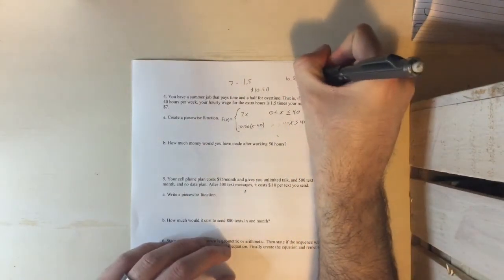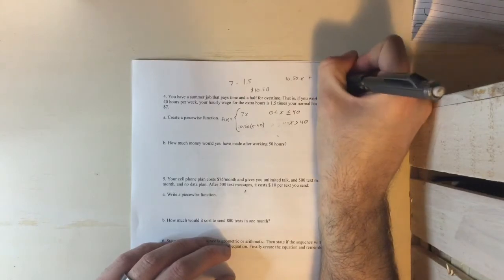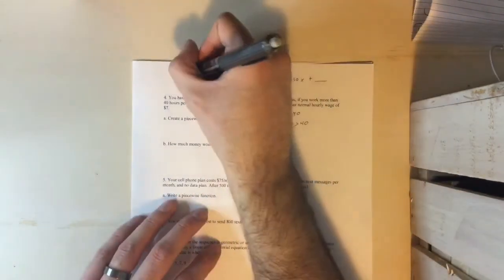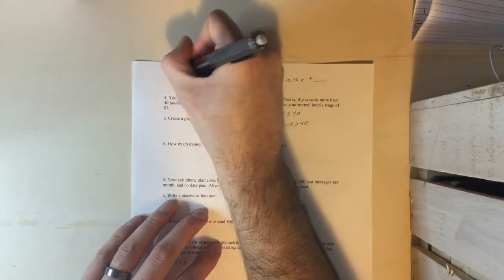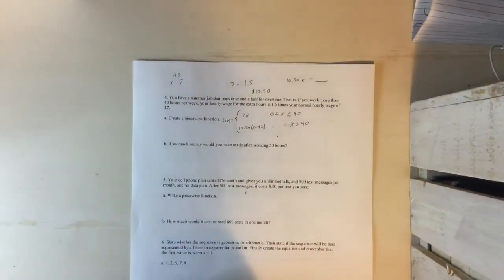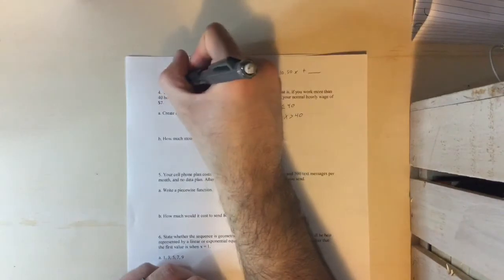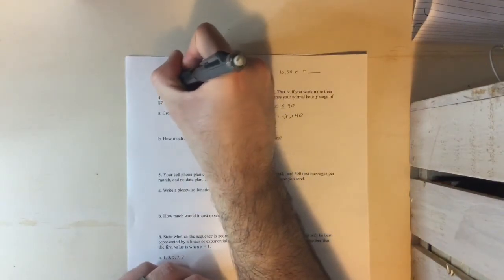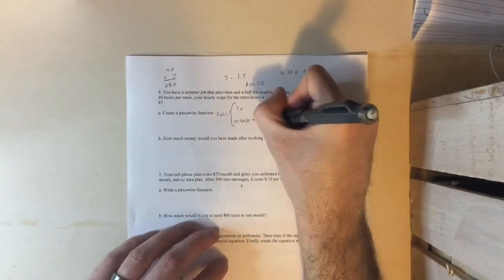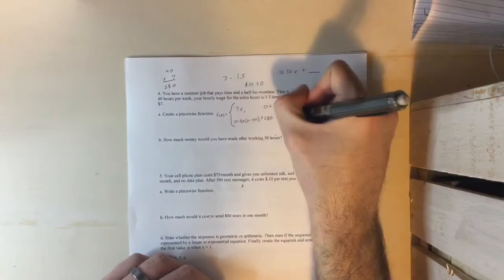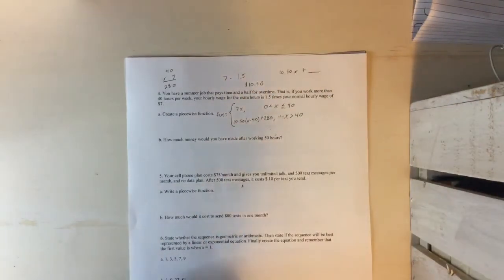The other alternative is to do 10.50x and try and find what your y-intercept would be. This way, then we just do 7 times 40, and when we do that, we're going to get 280. Then we just add our $280 that we've already made. So this would actually be the piecewise function.